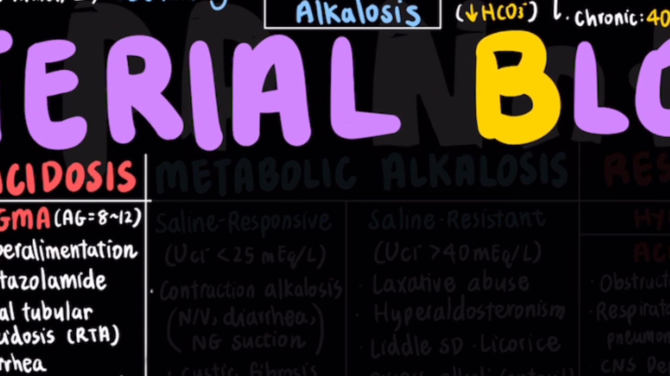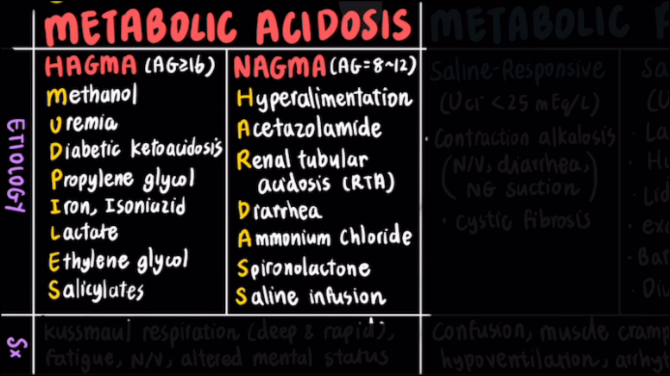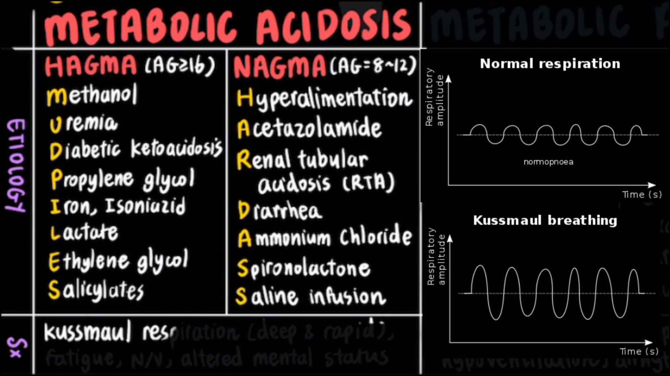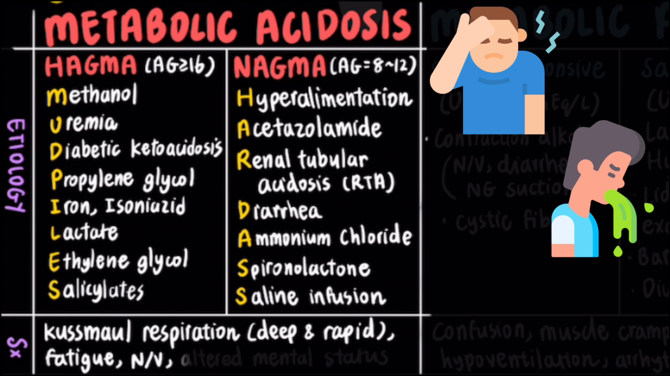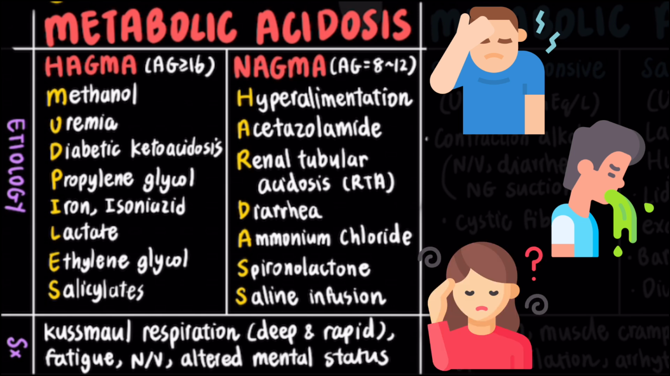Patients with metabolic acidosis may present with a range of symptoms, depending on how severe the acidosis is and how quickly it develops. One of the most classic signs is Kussmaul breathing. That's deep, rapid breathing. It's the body's way of trying to blow off carbon dioxide to compensate for the acid buildup. Other common symptoms include fatigue, nausea or vomiting, and altered mental status like confusion, drowsiness, or even coma.